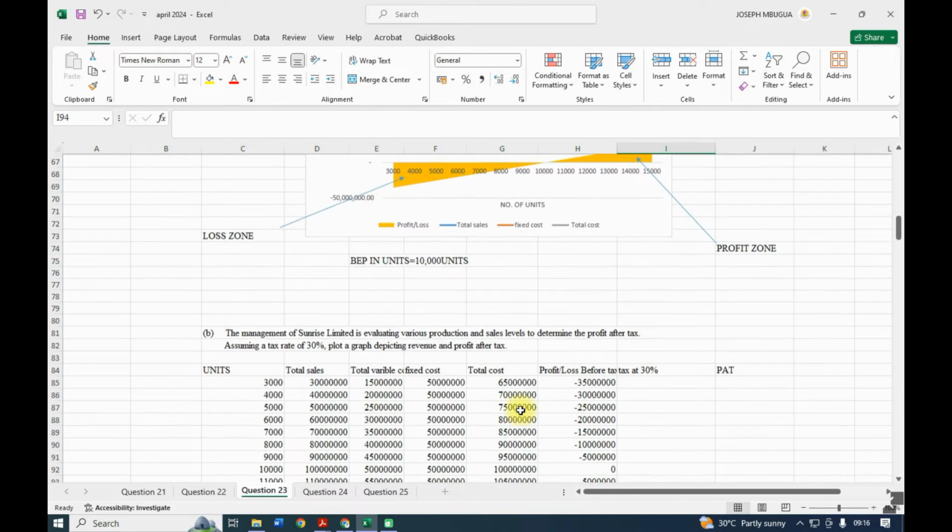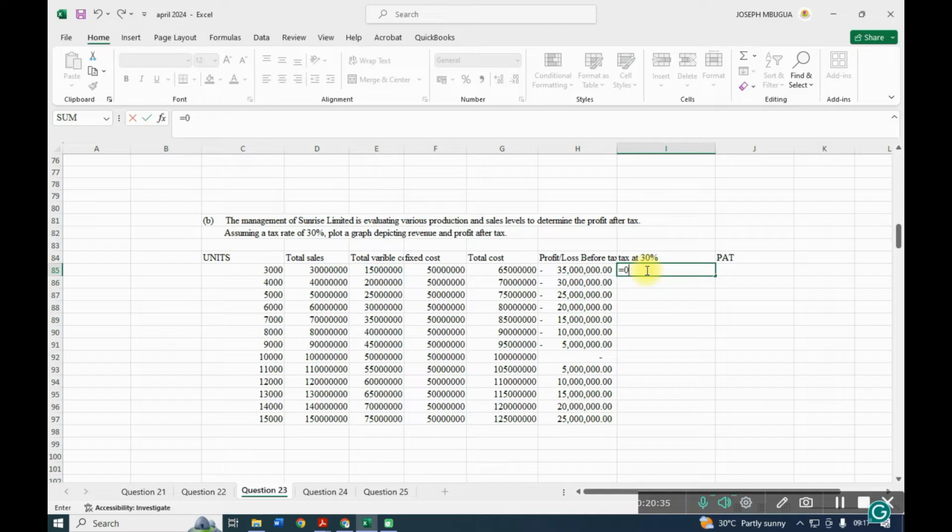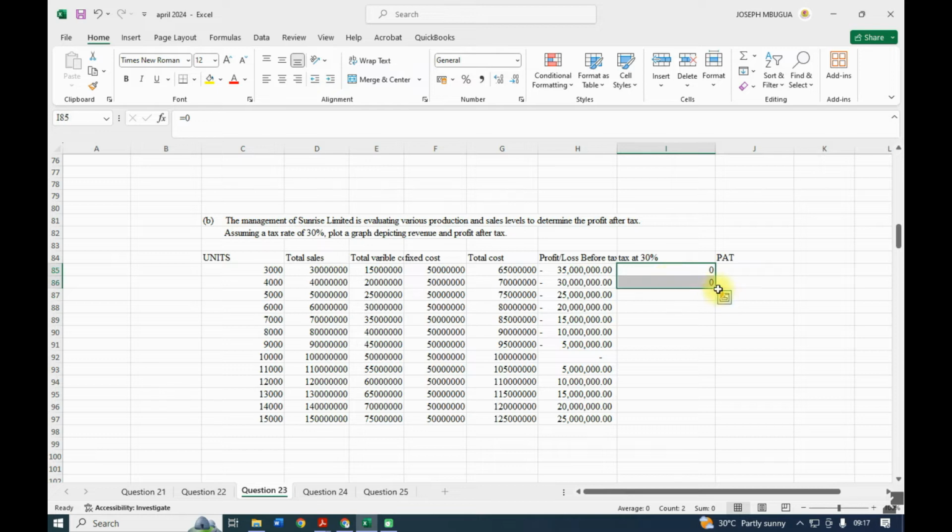So we know that whenever we are making a loss, there is no profit, there is no tax on losses. We don't tax the losses, especially in management accounting, apart from financial management because of the tax shield. But here now the tax will be zero. So for all these, the values should be zero because there is nothing to tax. Supposed to be 0, 0, 0, 0 up to this point, because there is nothing to tax.